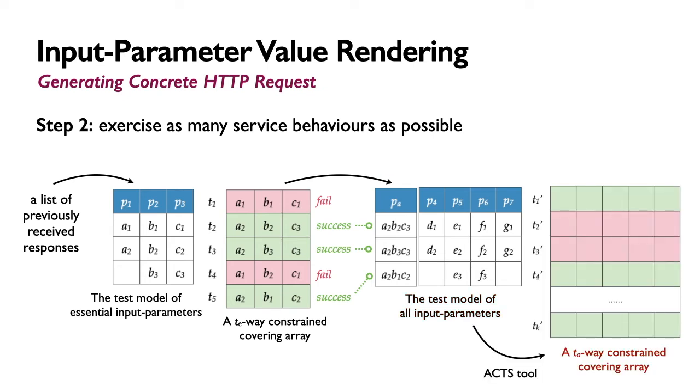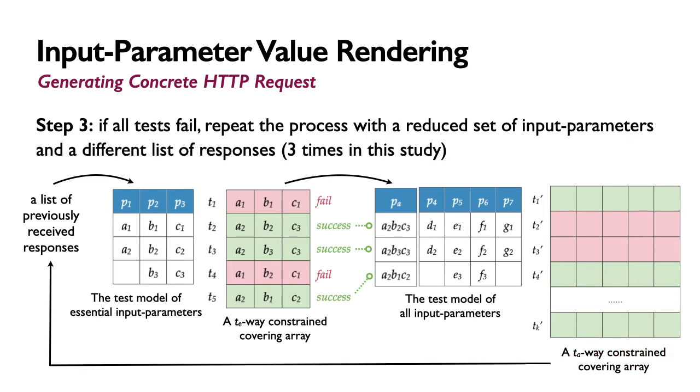Similarly, REST-AT will use the ICSE tool again to generate a carving array for all input parameters and construct and send HTTP requests accordingly. At this moment, if all requests fail, REST-AT will repeat the above process and use a different way to determine the input parameter values. It will try to remove some parameters that are hard to assign valid values, and also rely on a different response to determine the value domain.